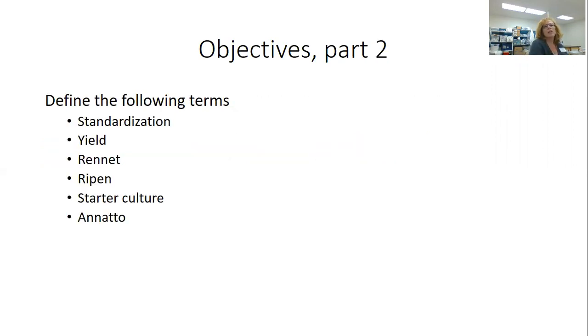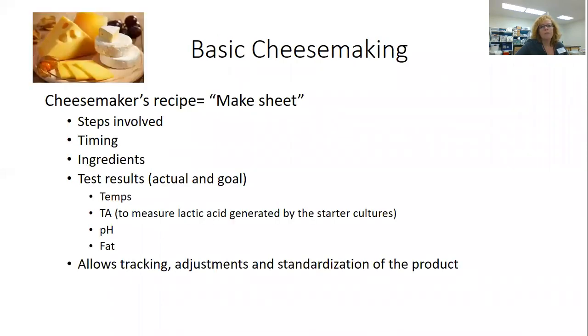So the first thing that we need to do is define the following terms, and you will find that in the reading section of chapter 2, but you should know what these terms mean. Standardization, yield, rennet, ripen, and starter culture. So by the end of the lecture, you should be able to tell us what that is.